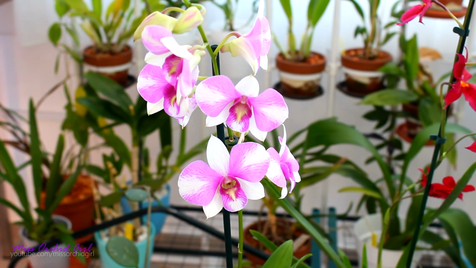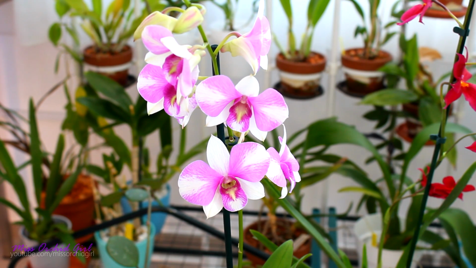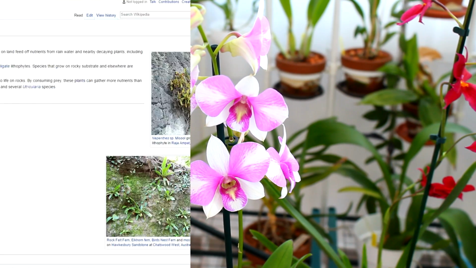Another term we might find in articles is terrestrial. So let's see the definition. A terrestrial plant is one that grows on or in or from the land. The vast majority of plants are terrestrial actually, but in the orchid world there are a few which are terrestrial or even semi-terrestrial, meaning they don't necessarily grow in thick soil, but they don't grow in the air either. Cymbidiums, Zygopetalums, and Paphiopedilum orchids can be terrestrial or semi-terrestrial, but other than those there aren't many common orchids which are terrestrial or semi-terrestrial.